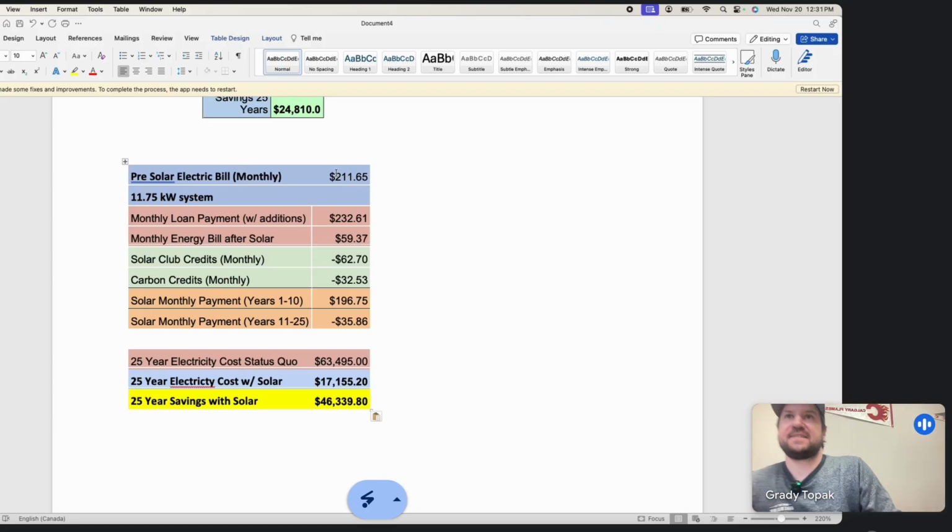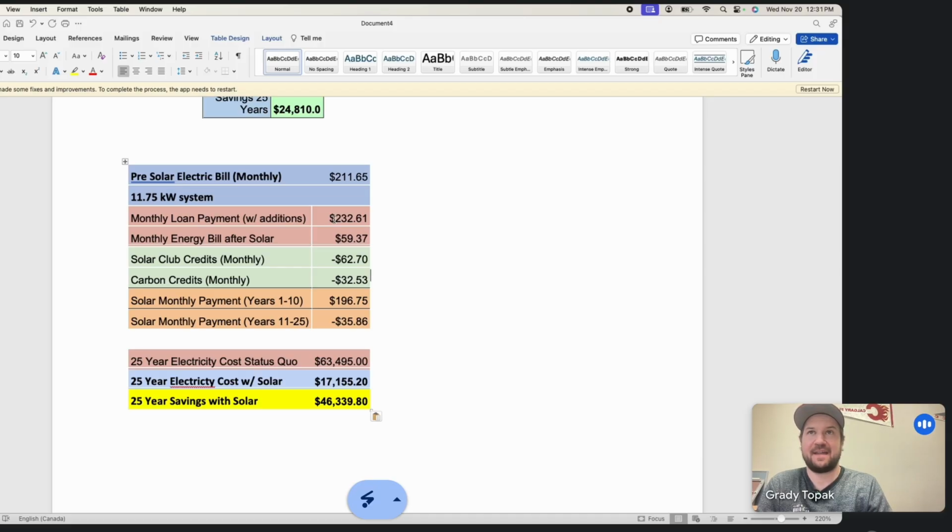Now, this here is the pre-solar electricity bill, my average that we looked at over the last 12 months of what I've been paying on my electricity bill. If we look at that over a 25-year term, this $63,000 number is really just this multiplied by the months over a 25-year period, to show if I don't change anything, this is what I'm going to be paying for my electricity.